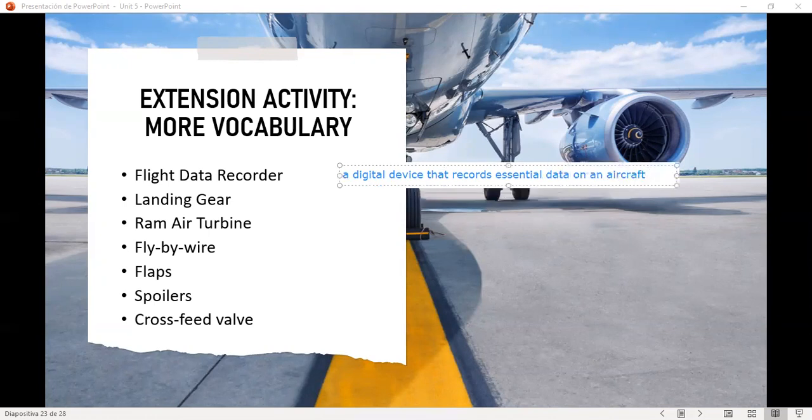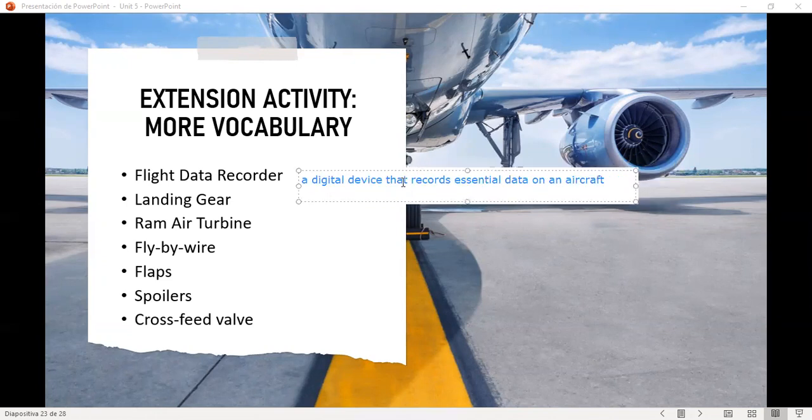Then we have landing gear. What's a landing gear? Well, I understand like landing gear.